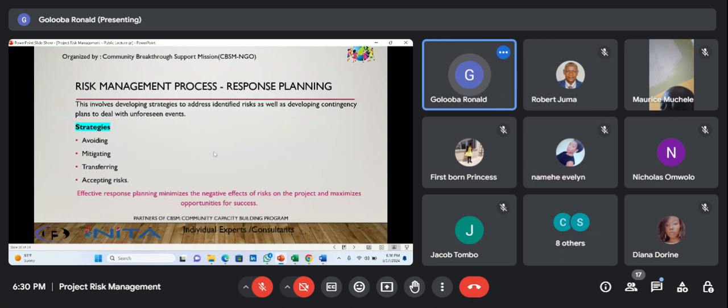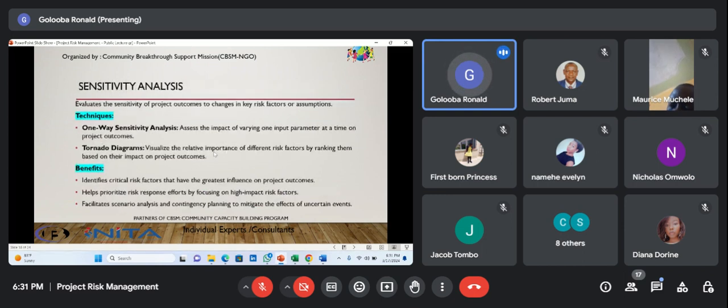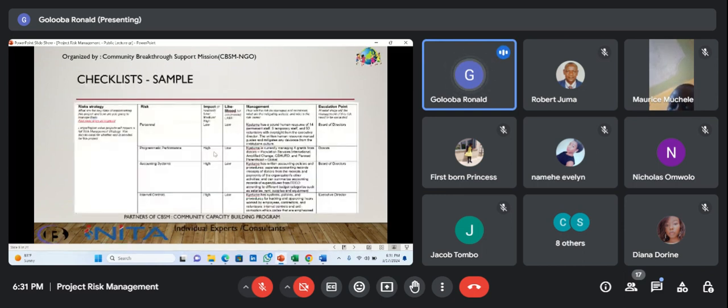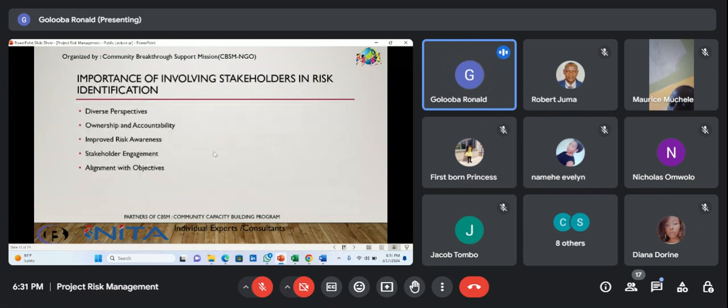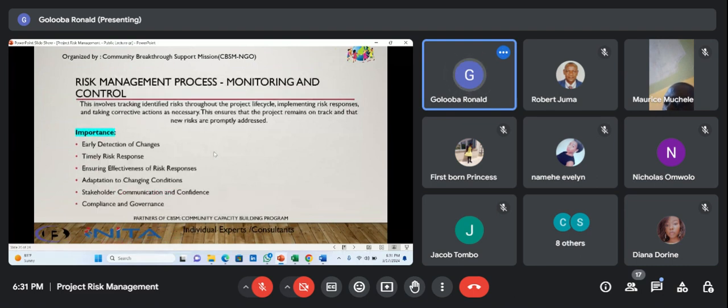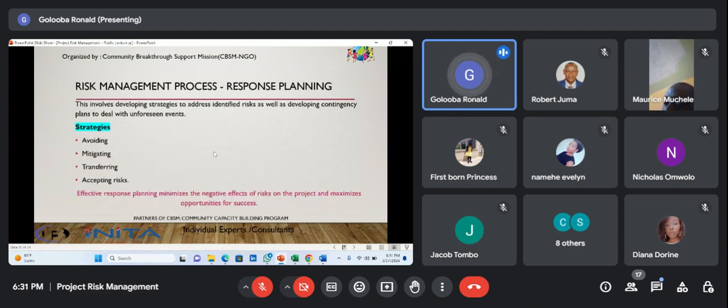So effective response planning minimizes negative effects of risks on the project and maximizes opportunities for success. While we are planning, I'll go back to the slide on the checklist because this is also a plan. You're planning how you're going to manage your risks. You should incorporate those different risks and management strategies in how you manage your risks while you're planning, if you are taking on the proactive stance. So that's the third process in risk management.